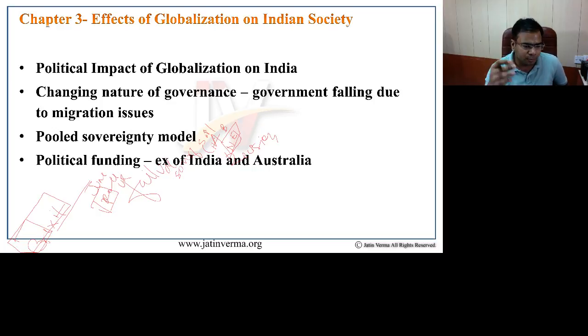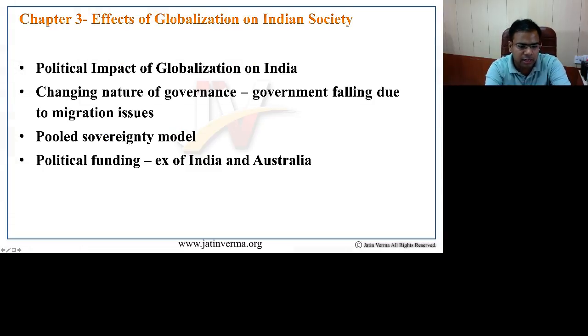So let's move to the next topic, and that is the pooled sovereignty model. When it comes to the pooled sovereignty model, I have to say that it is successful not only at global scale, it is also successful at national scale too. At the national scale, we have the example of the GST Council. It shows how the sovereignty or the power has been pooled so that we could work for governance.